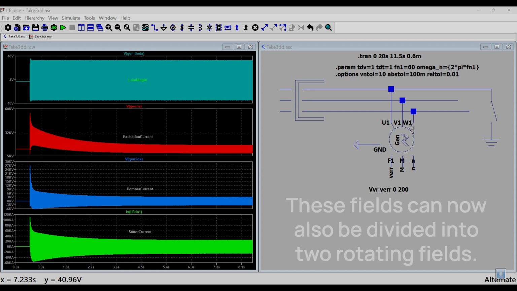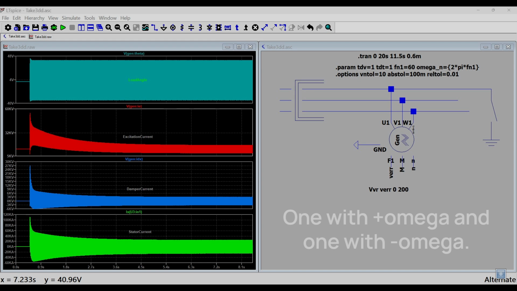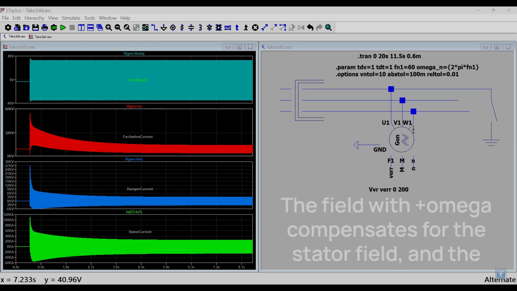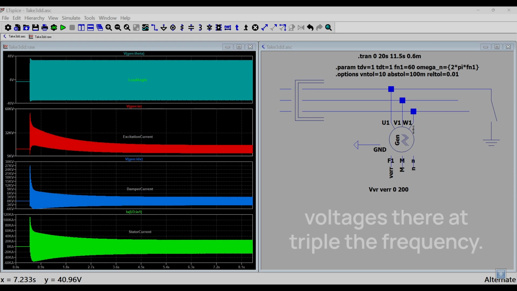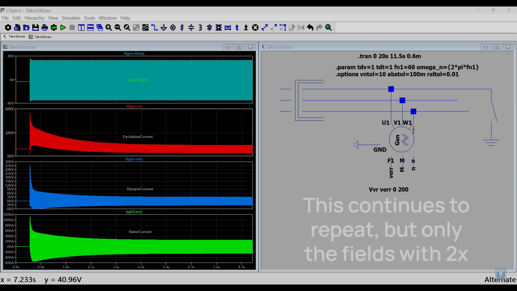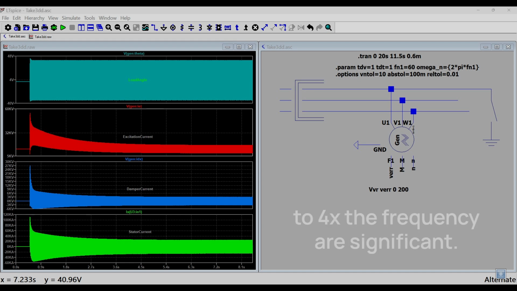These fields can now also be divided into two rotating fields, one with plus omega and one with minus omega. The field with plus omega compensates for the stator field, and the field with minus omega now has 3 times omega relative to the stator and induces voltages there at triple the frequency. This continues to repeat, but only the fields with 2x to 4x the frequency are significant.